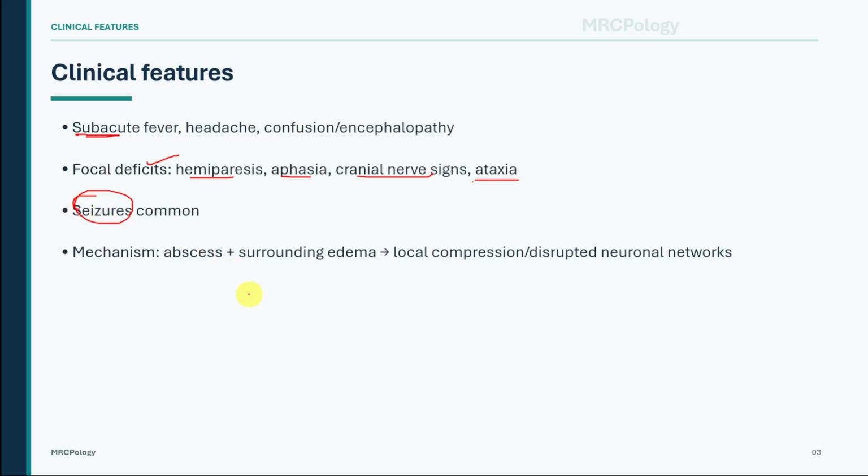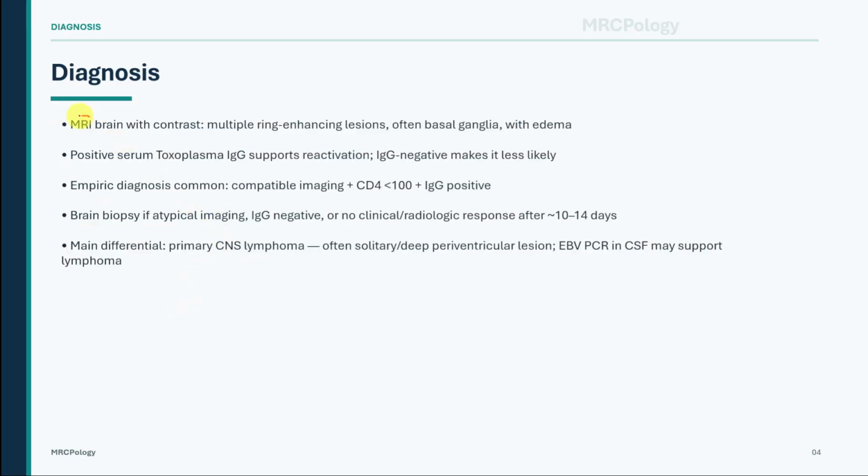Now pause here. This is the MRCP point. Toxoplasma encephalitis is not simply confusion in HIV. It is advanced HIV with confusion, focal neurology, seizures, or headache, together with ring-enhancing lesions on imaging. For diagnosis, MRI brain with contrast is the key investigation. It typically shows multiple ring-enhancing lesions with surrounding edema, often involving the basal ganglia.